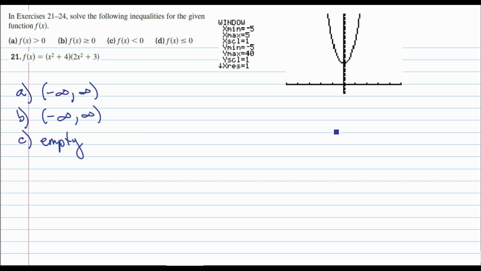Where is the function less than or equal to 0? Well, it's never equal to 0, and we already established that it's never less than 0, so that set is also empty. Had the vertex of this parabola hit the x-axis, there would have been one value, 0, where the function did equal 0, but not the case here.